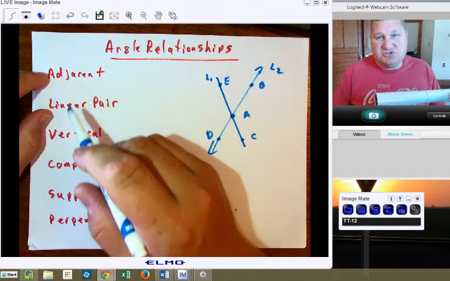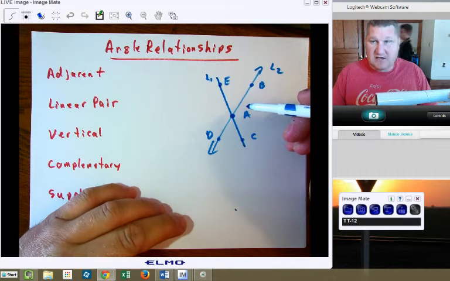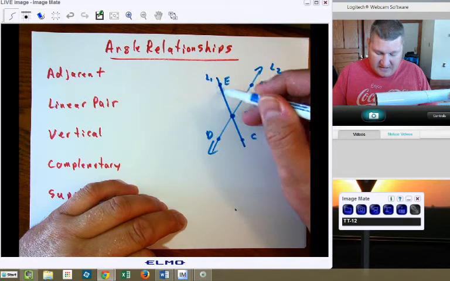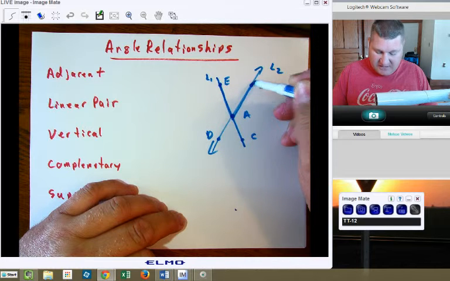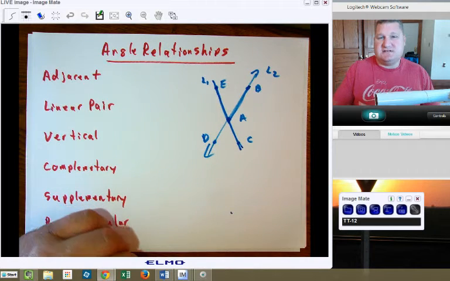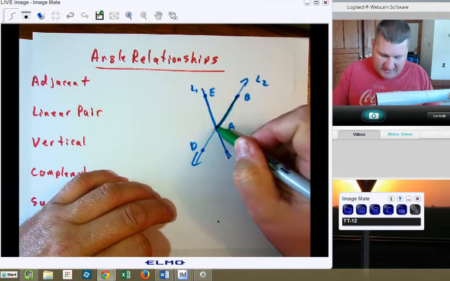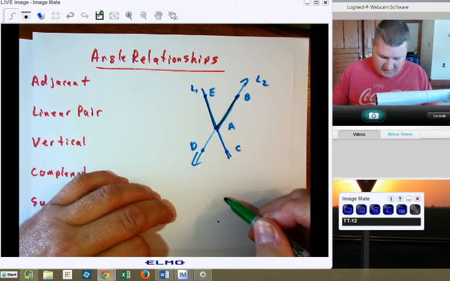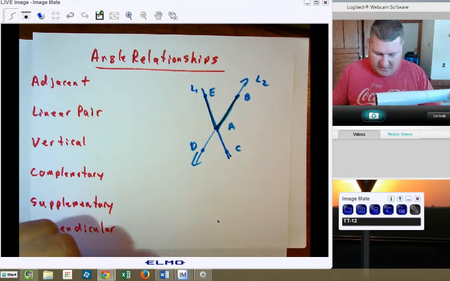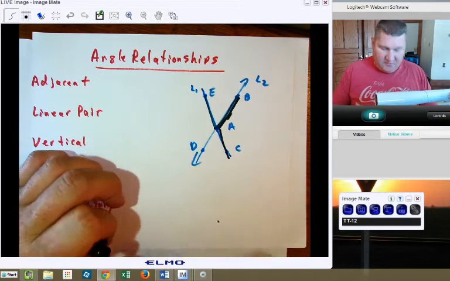First thing we're talking about is adjacent. Ladies and gentlemen, if I am sitting adjacent to you, that would mean I'm sitting right beside you. So anytime we're talking about angles that are adjacent, we're talking about angles that are right beside one another. So in this case, EAB is adjacent to BAC. The way we can tell that angles are adjacent is if they share a side. So in this case, side BA is shared between angle EAB and angle BAC. This is a shared side, therefore making it adjacent.